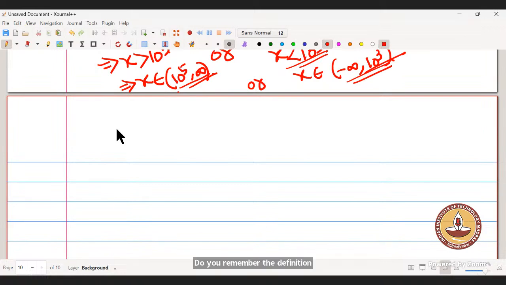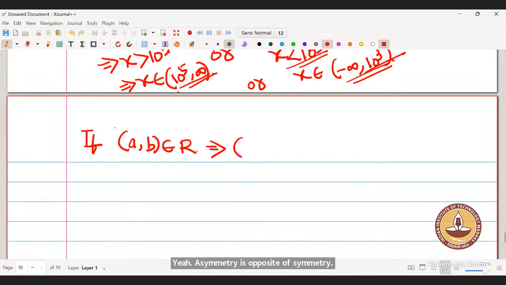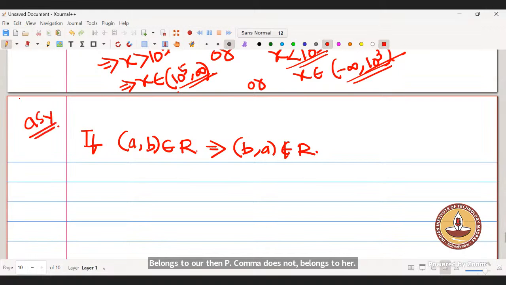Sir, I think the definition which I gave you for anti-symmetric was for asymmetric. If (A, B) belongs to R, then (B, A) does not belong to R. Yeah, asymmetry is the opposite of symmetry. So you are saying if (A, B) belongs to R, then (B, A) does not belong to R. Yeah, then if this is the definition of asymmetry, it's clear, right? The asymmetry relation and the anti-symmetry relation are different.